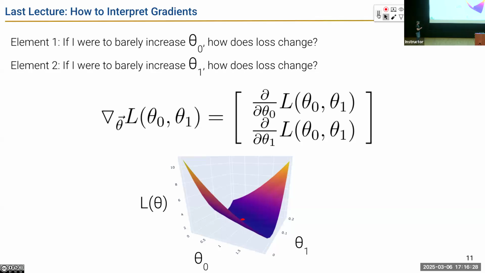Okay, so again, this is what we just said. How do we interpret element 1? If we barely increase theta naught, how does the loss change? If we were to barely increase theta 1, how does the loss change at some set of theta naught and theta 1 values? Okay, so we have a gradient at each of those combinations.